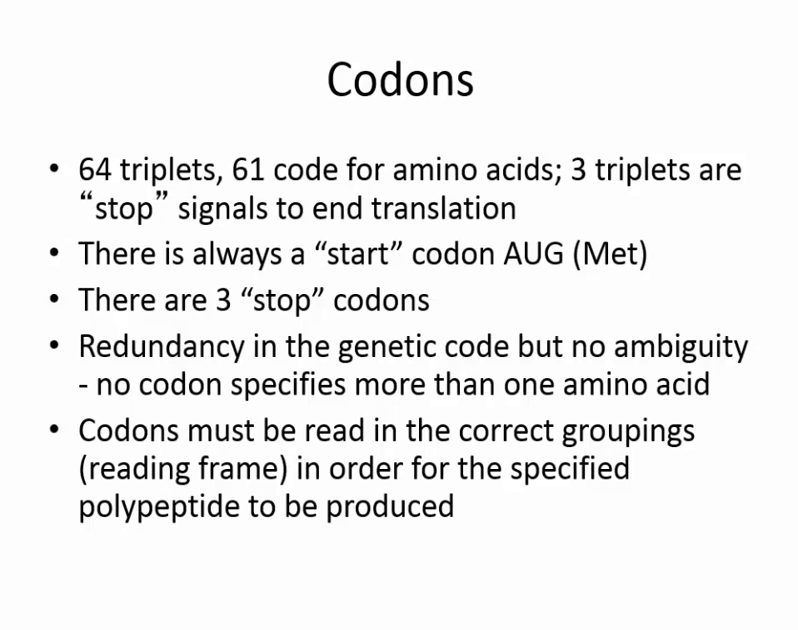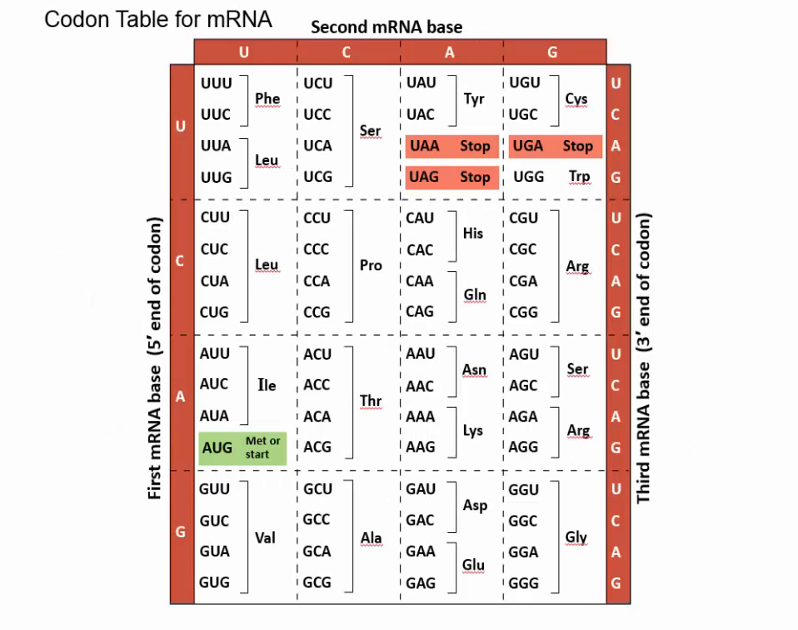Codons must be read in the correct groupings, or reading frame, in order for the specific polypeptide to be produced. Well, that's very logical because with all those letters, if you start from one, you end up with a different word. But if you start like 2 down, you will end up with maybe a different word or nonsense. So the correct reading frame is very important.